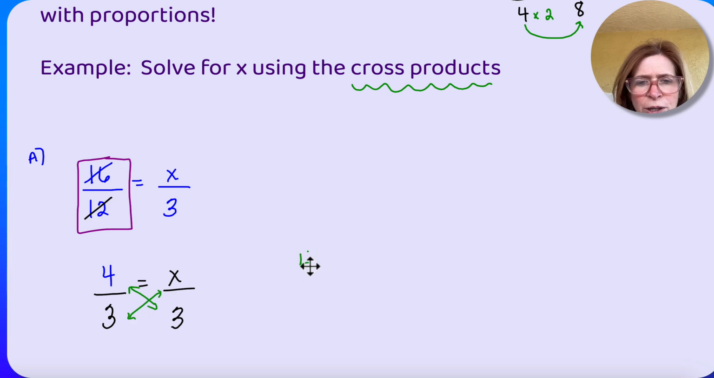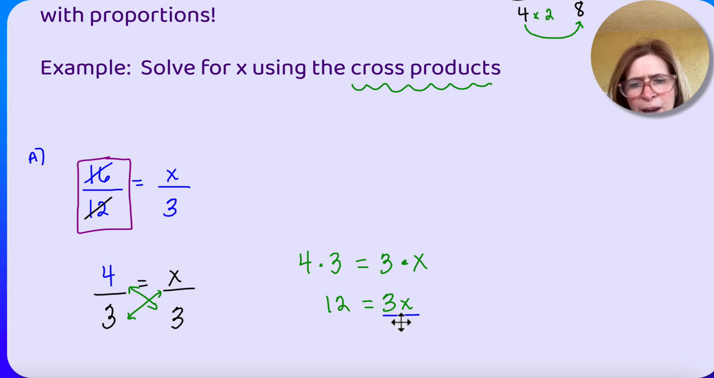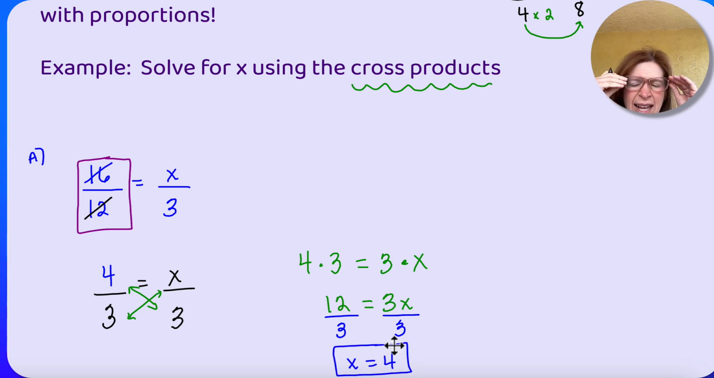So I'm going to do 4 times 3 equals 3 times x. So 4 times 3 is 12, and I get 3x. So 12 equals 3x. Then I'm going to use the inverse operation for x. 3 is being multiplied to x, so I'm going to divide both sides by 3, giving me that x equals 4. And I'm going to box my answer. So again, I always try and reduce if you can. You can't always simplify, but it will make it easier if you simplify before you try the cross products.